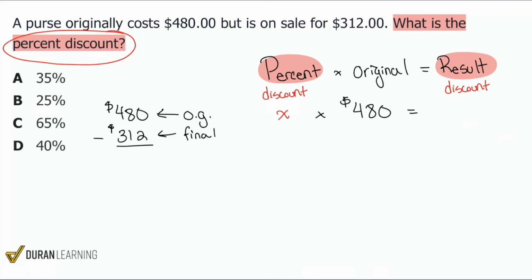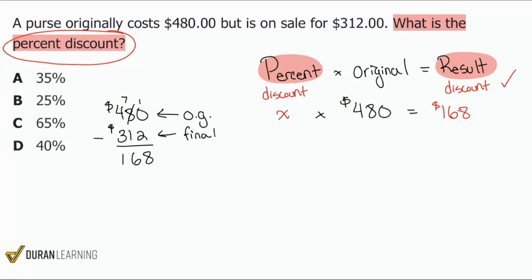So let me remove this. Let's calculate. Let me just go ahead and borrow a 1. 10 minus 2 is 8. 7 minus 1 is 6. 4 minus 3 is 1. So our discount here is $168. That is good. Now we're good to go.